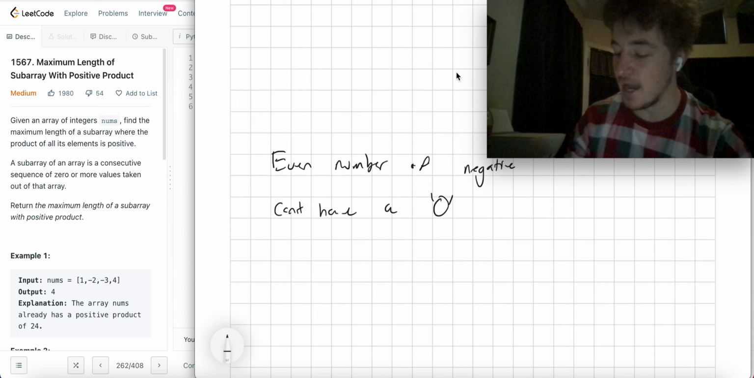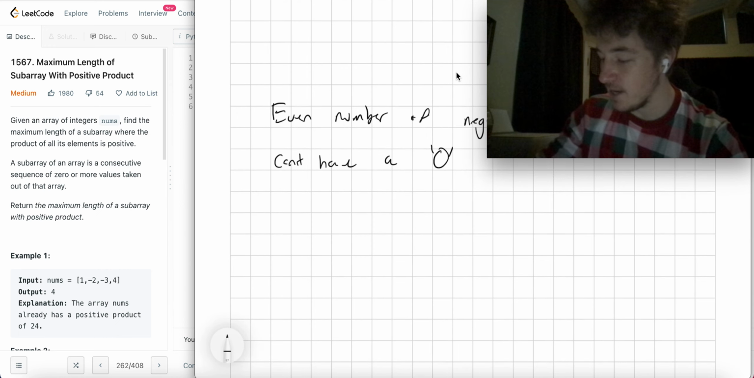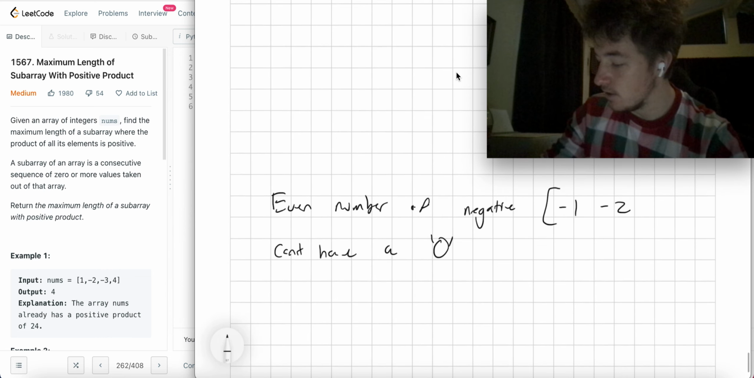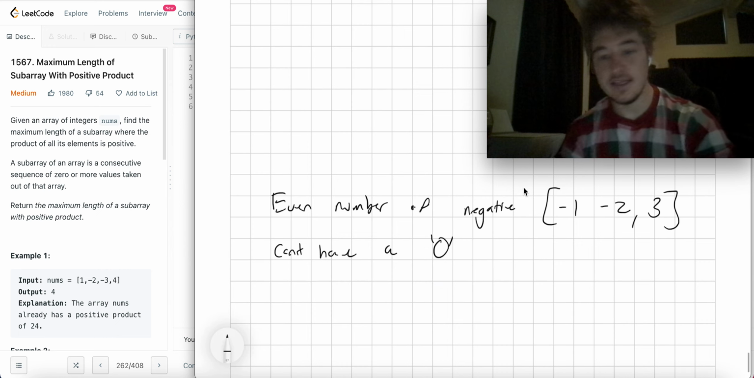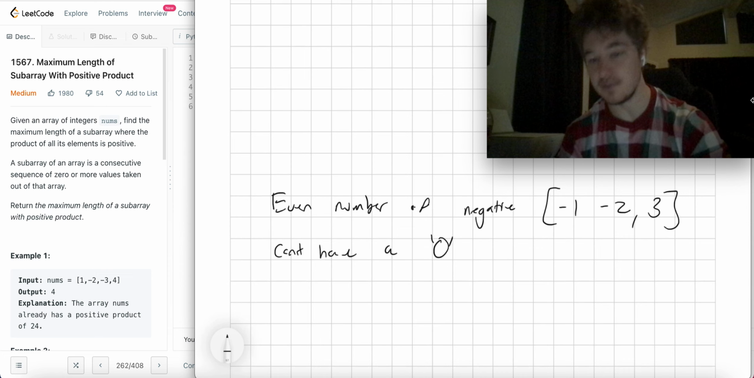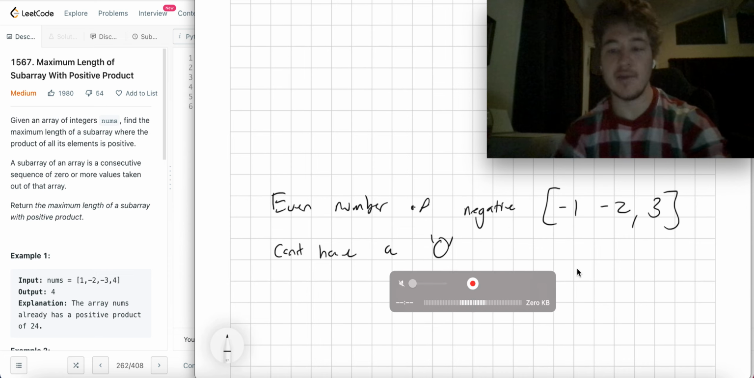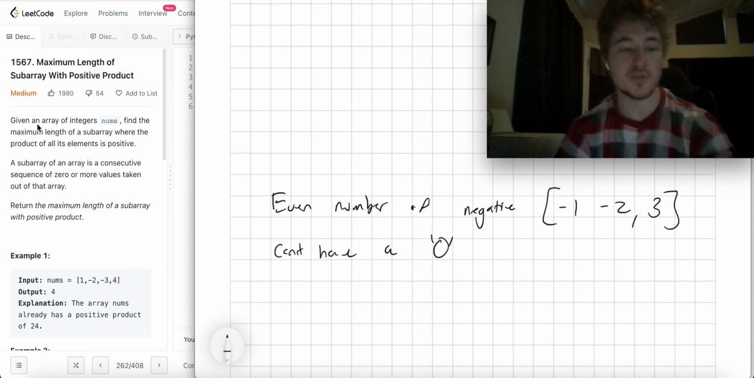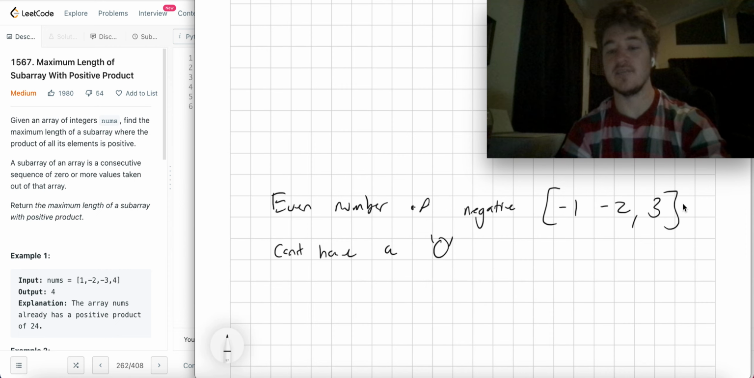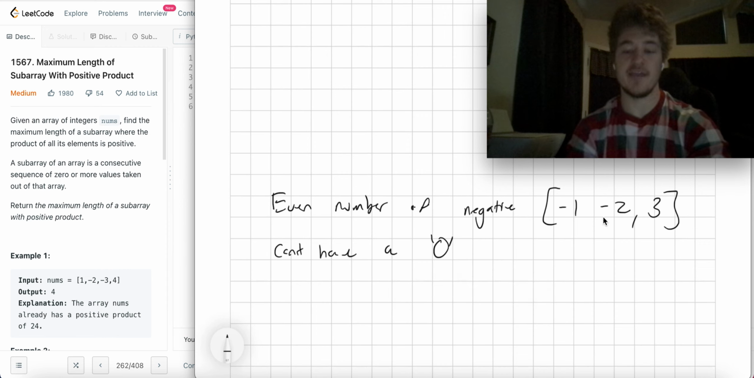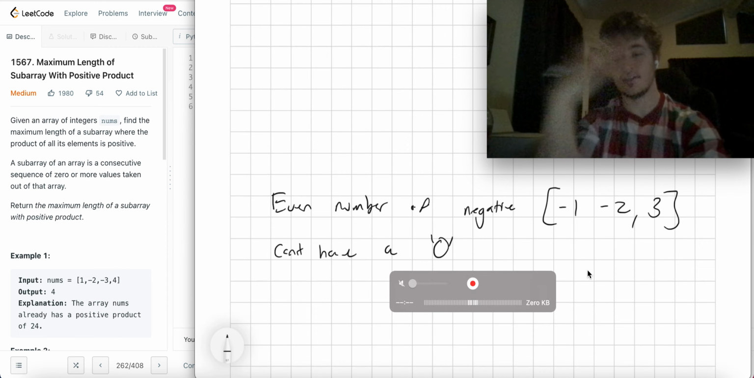So for example, if you had this first point, if you have -1, -2, 3, this subarray is positive because these two negatives negate one another, or counteract one another. So you take -1 times -2, you get 2, times 3 is 6, so it's positive. Now, we don't care about what the value is. We just want the maximum length, right? So the length of this subarray is 3. The fact that the value of it is 6 doesn't matter as long as that value is positive.